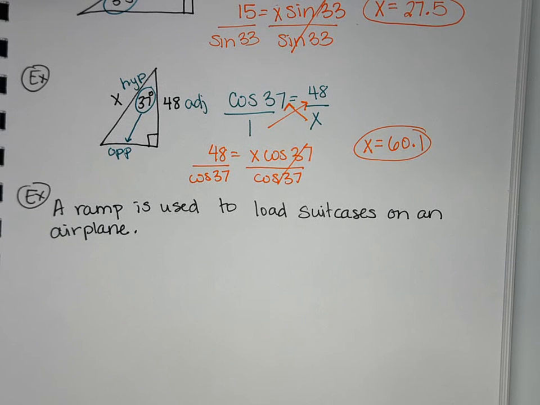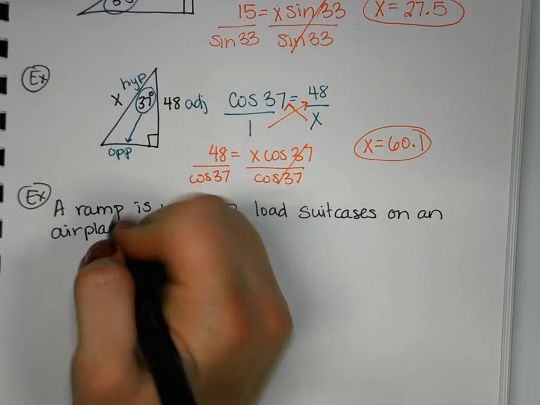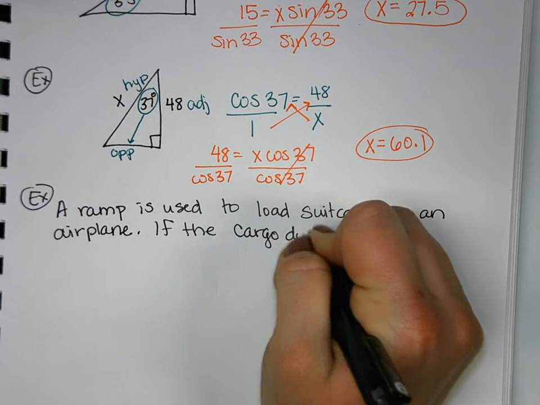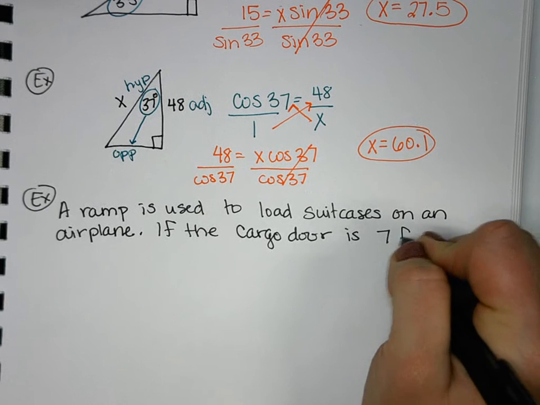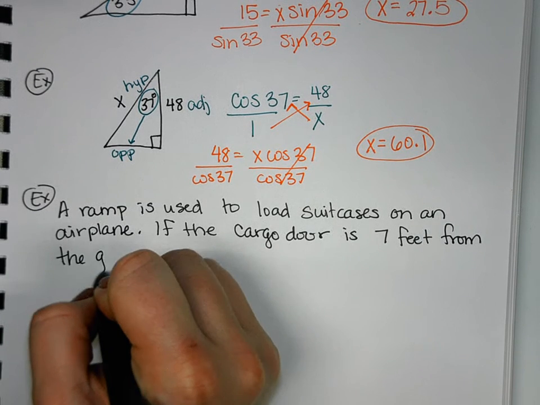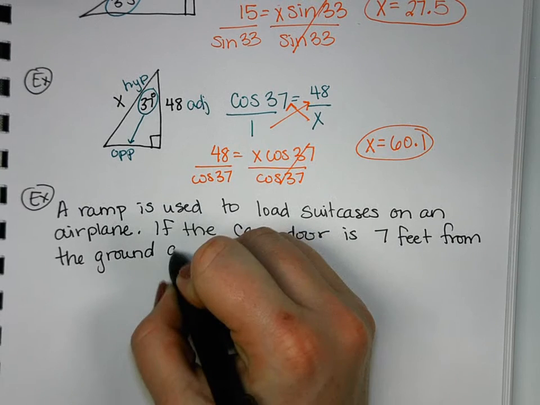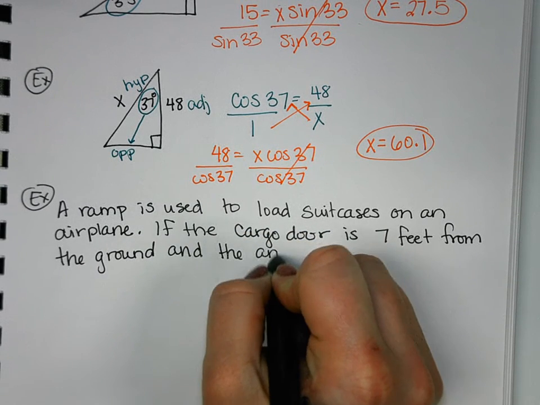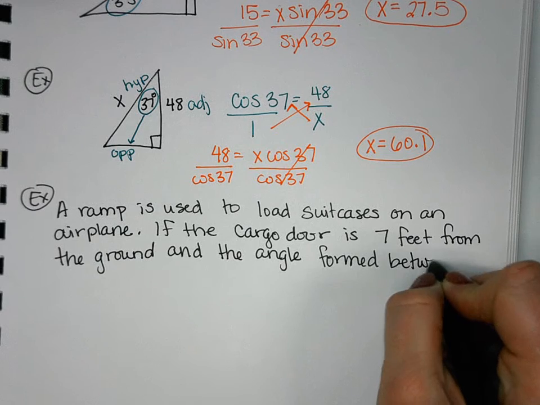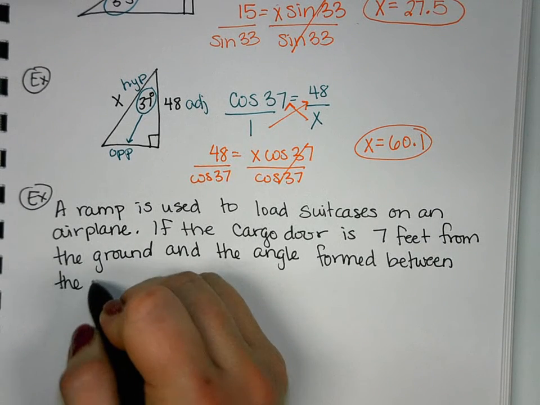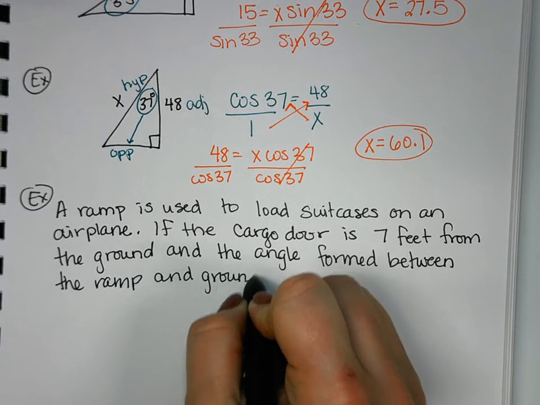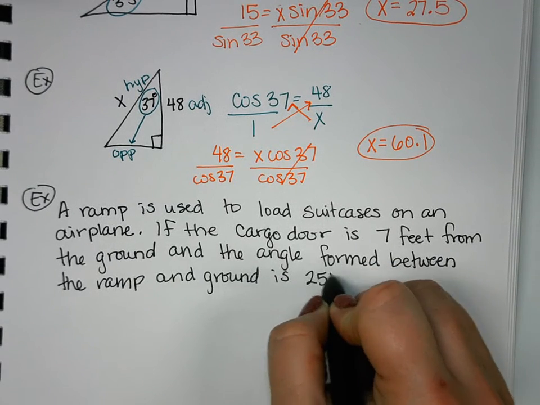So a ramp is used to load suitcases on an airplane. If the cargo door is 7 feet from the ground, and the angle formed between the ramp and ground is 25 degrees, how long is the ramp?